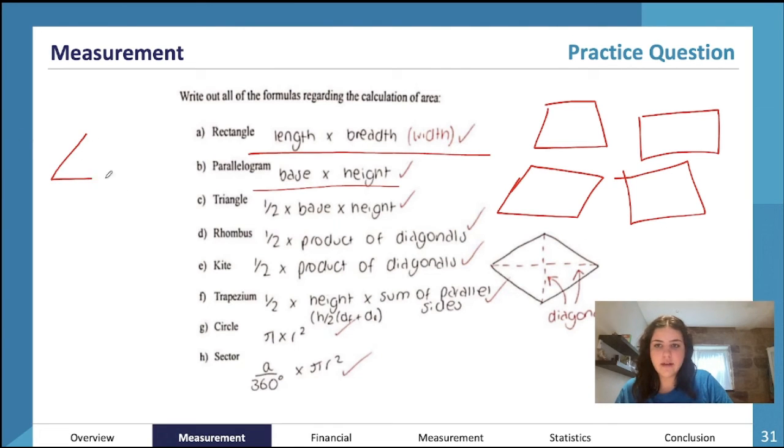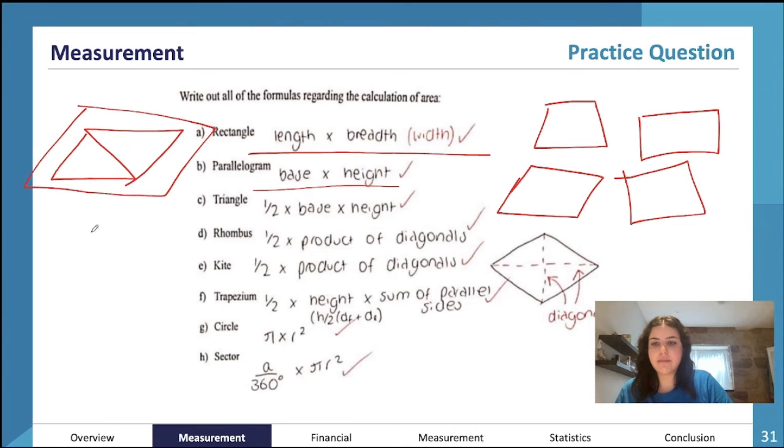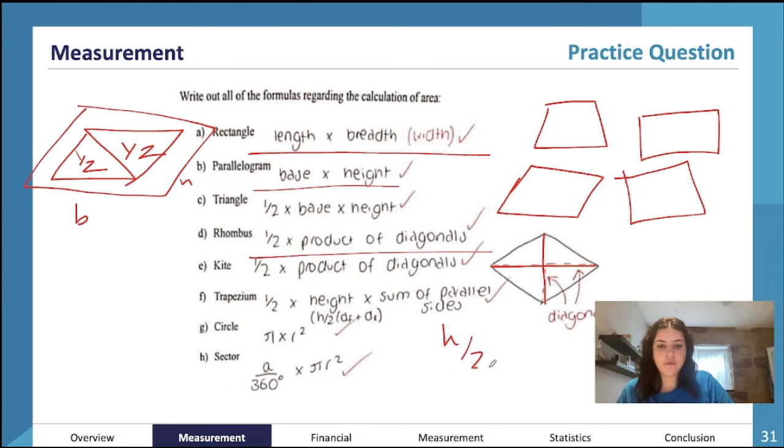Now why is that? Because 2 triangles will fit inside the parallelogram. That would be base times height. So it's just half. Rhombus, half times the product of diagonals. These are diagonals, the lines that run diagonal to the edges. Kite, half times product of diagonals. Trapezium is our trapezoidal rule, h over 2 (df plus dl).